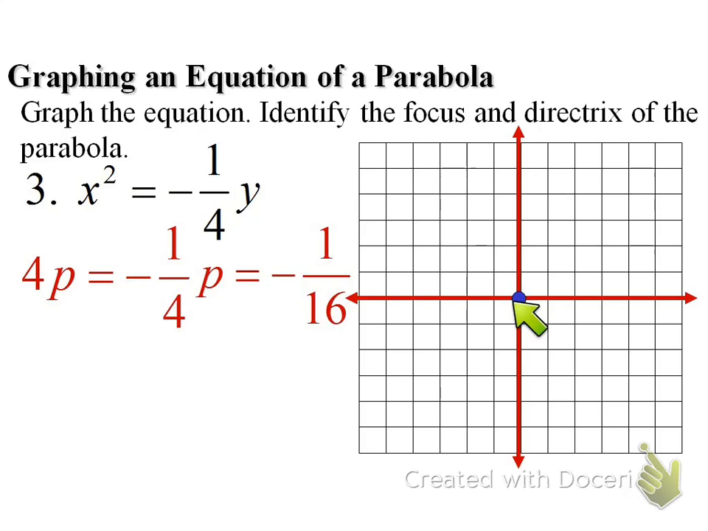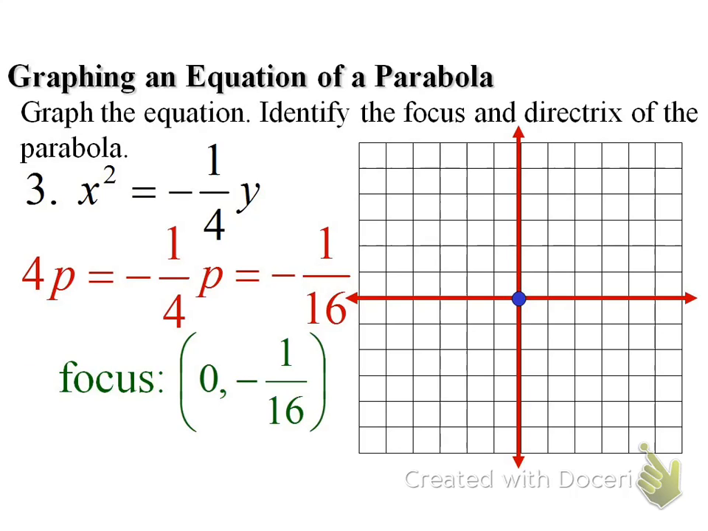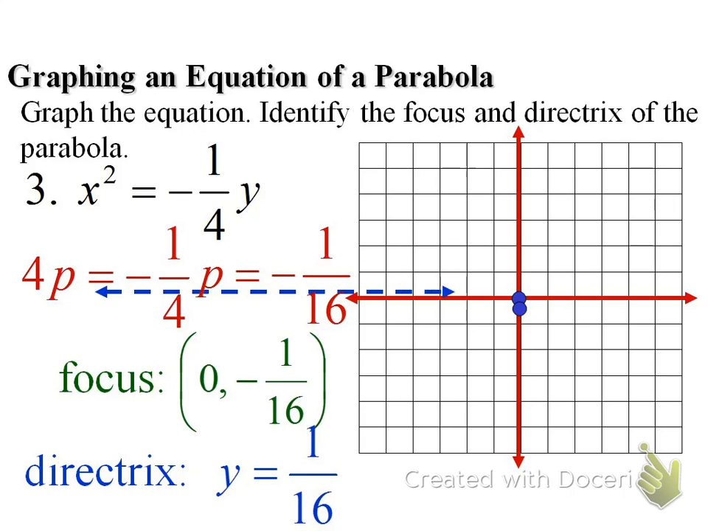So that needs to be below my vertex. That would be at the point 0, negative 1/16. Basically, right on top of it. Just below it. Especially if you're using graph paper, it's probably pretty close. The directrix has to be the horizontal line on the other side, so that's going to be y equals positive 1/16. This is going to be really skinny.